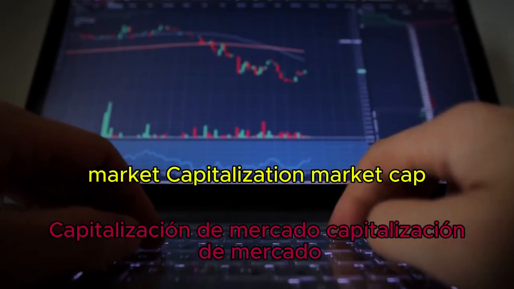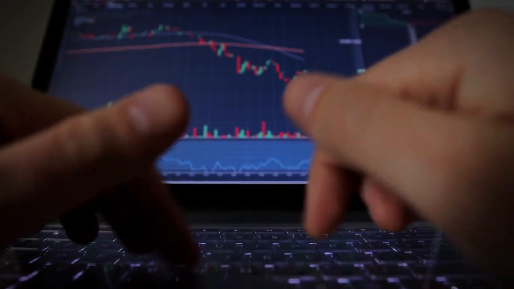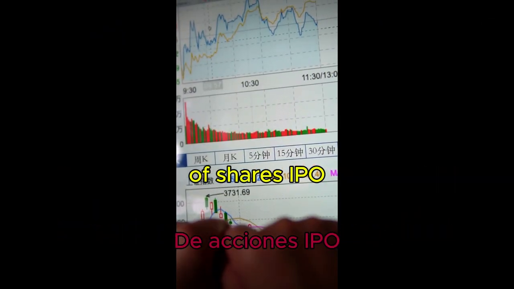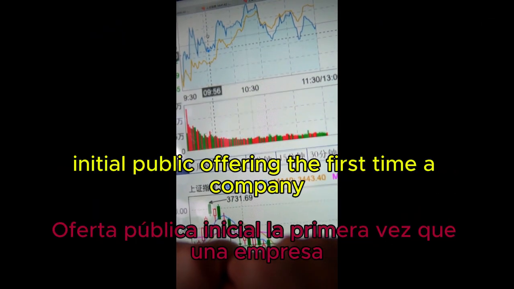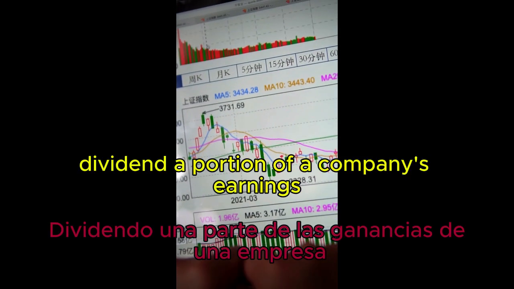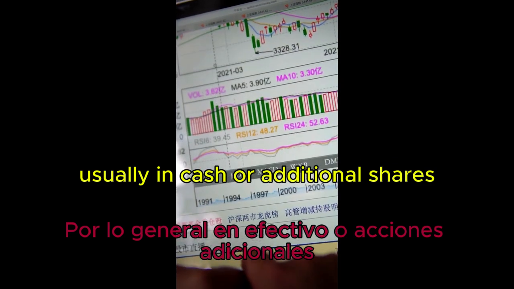Market capitalization, market cap, the total value of a company's outstanding shares of stock, calculated by multiplying the current share price by the number of shares. IPO, initial public offering, the first time a company offers its stock for sale to the public. Dividend, a portion of a company's earnings distributed to shareholders, usually in cash or additional shares.